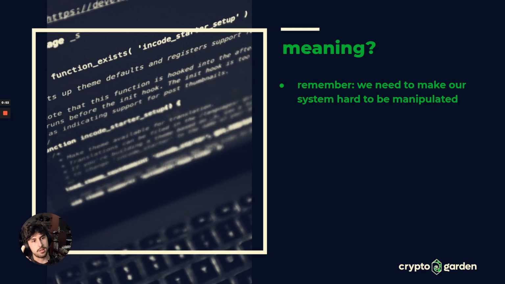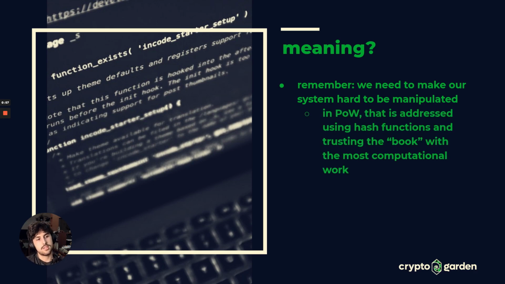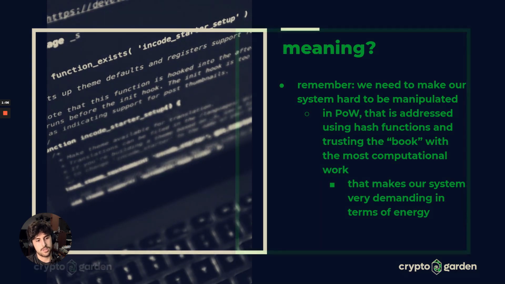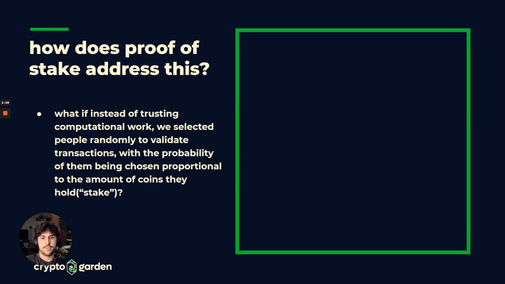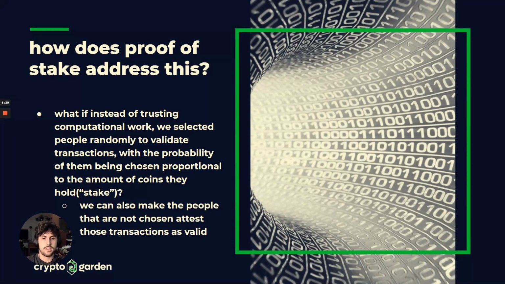Now, remember one thing about proof of work. We need to make our system hard to manipulate, right? In proof of work, this is addressed using hash functions and trusting the book, remember, with the most computational work. That makes our system very demanding in terms of energy. Well, how does proof of stake address this issue of being hard to manipulate? What if, instead of trusting computational work, we selected people randomly to validate transactions, with the probability of them being chosen proportional to the amount of coins they hold, or stake, as we call it? We can also make the people that are not chosen attest those transactions as valid.